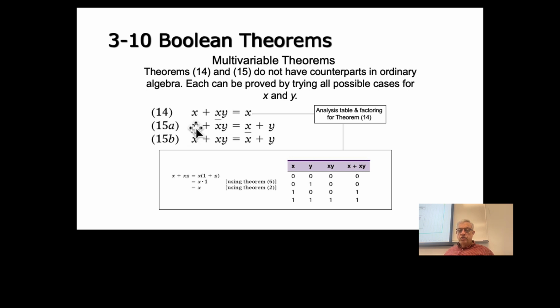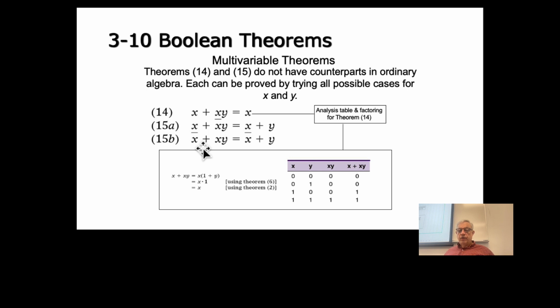The next one, X or X not Y. If X is a 1, I'm going to get a 1 out. If X is a 0, X not Y becomes Y. So it's X or Y. Excuse me, X or X not Y.